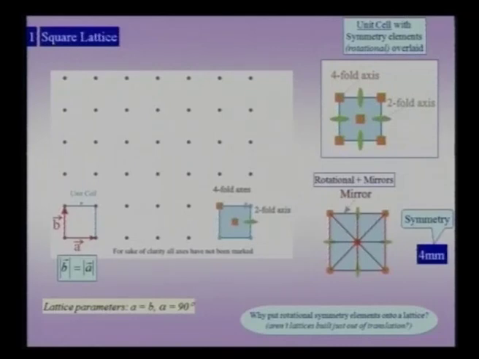If you look at the unit cell of the square lattice as shown in the blue color here, we can overlay some symmetry operators. We have not overlaid all the possible symmetry operators on the square lattice, so that there is some clarity in thought. But given that there is a symmetry operator sitting here and there is a lattice translation vector A, there has to be another equivalent symmetry operator, a 4-fold, which has to sit here.